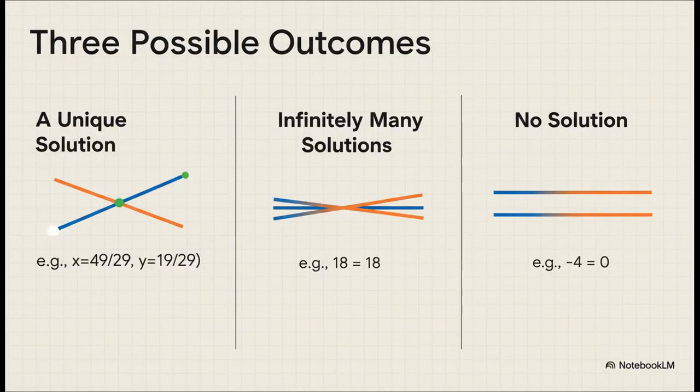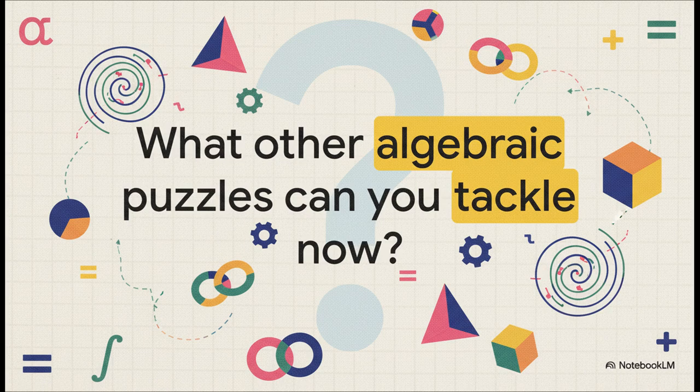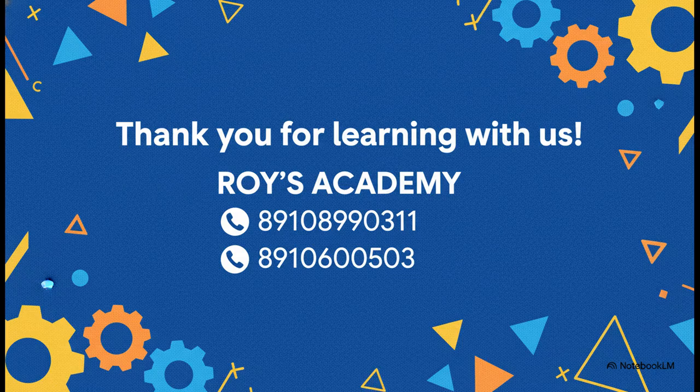So, let's just sum it all up. When you solve any pair of linear equations, you are always going to land in one of these three camps. You'll either find one unique solution, you'll discover there are infinitely many solutions, or you'll find out there is no solution at all. The algebra will always lead you to the right answer. And that pretty much covers it. You now have an incredibly powerful algebraic tool in your toolkit. So, the real question is, now that you can solve these, what other algebraic puzzles are you going to go out and tackle?